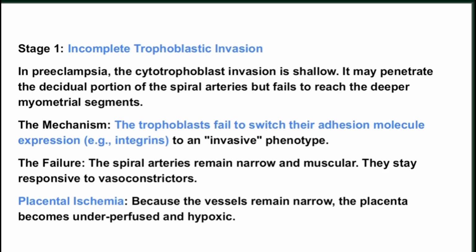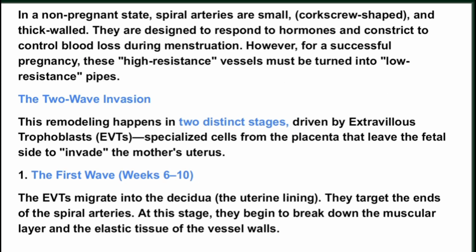So remember, let's first look at what happens on this theory of the two-wave invasion. Okay, I'll make this more simple, but I need to explain this. The two-wave invasion simply happens in two distinctive stages. It's driven by the extravillous trophoblasts, which are just specialized cells from the placenta that leave the fetal side to invade the mother's uterus.